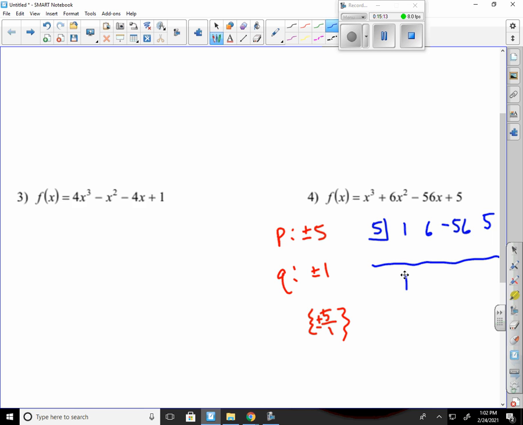Bring down the 1. 5 times 1 is 5. 6 plus 5 is 11. 5 times 11 is 55. Negative 56 plus 55 is negative 1. 5 times negative 1 is negative 5. Look, it's a factor. Backfill.